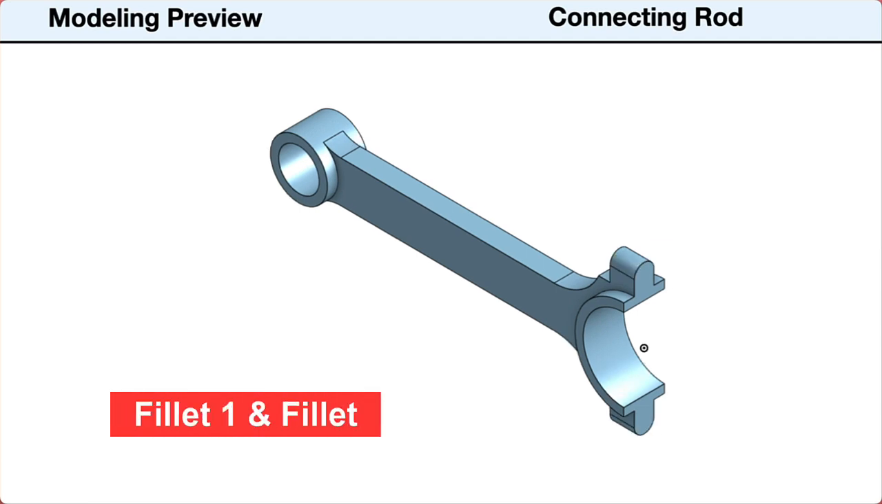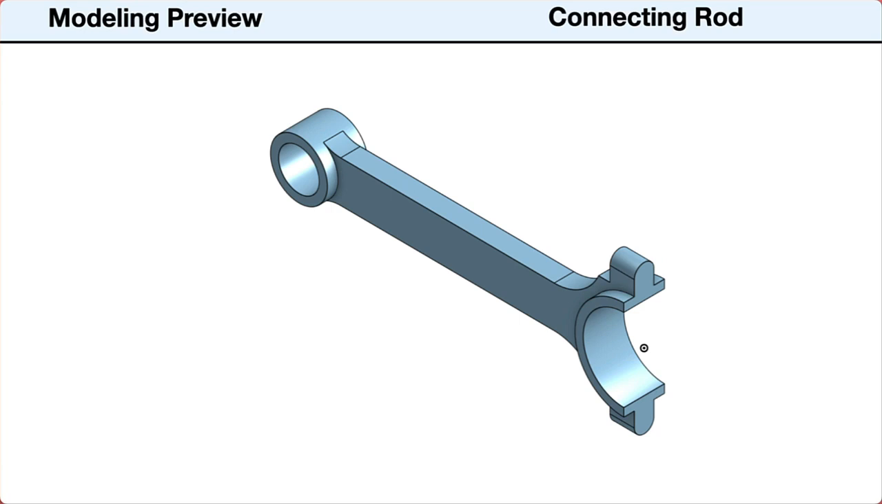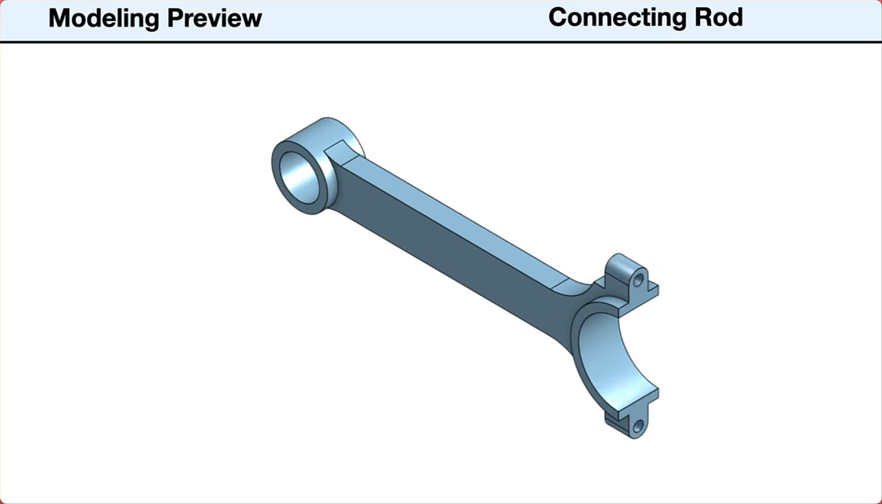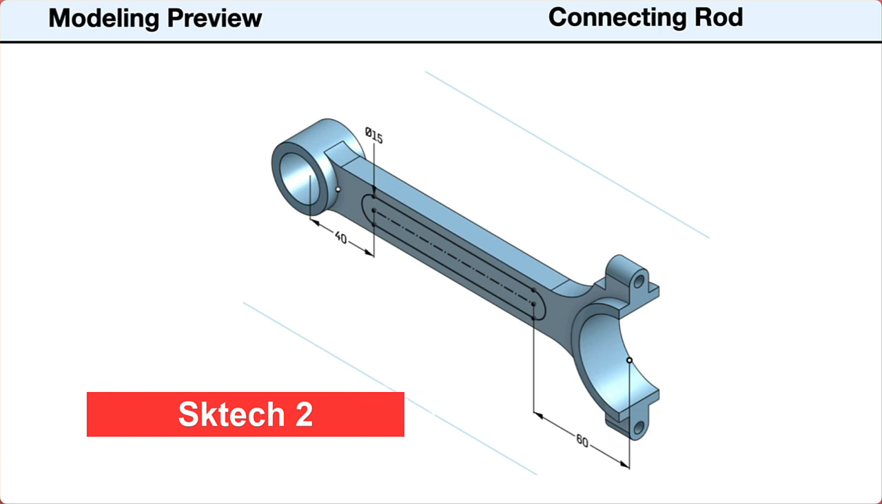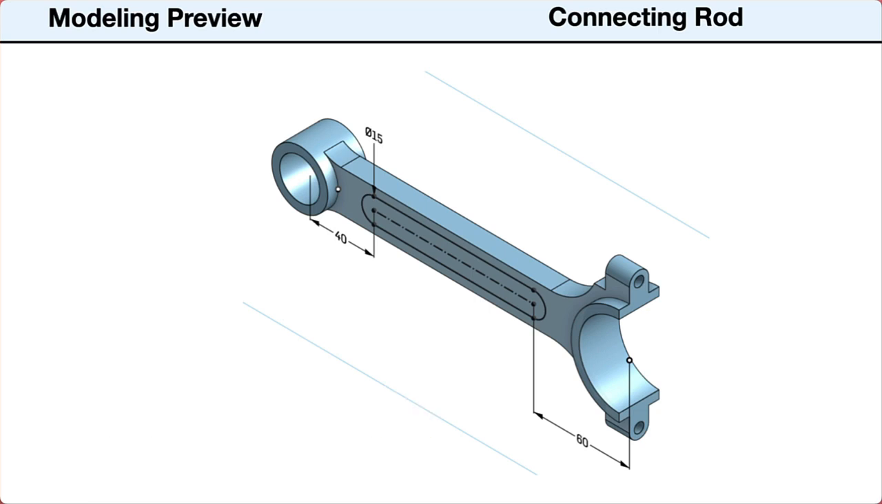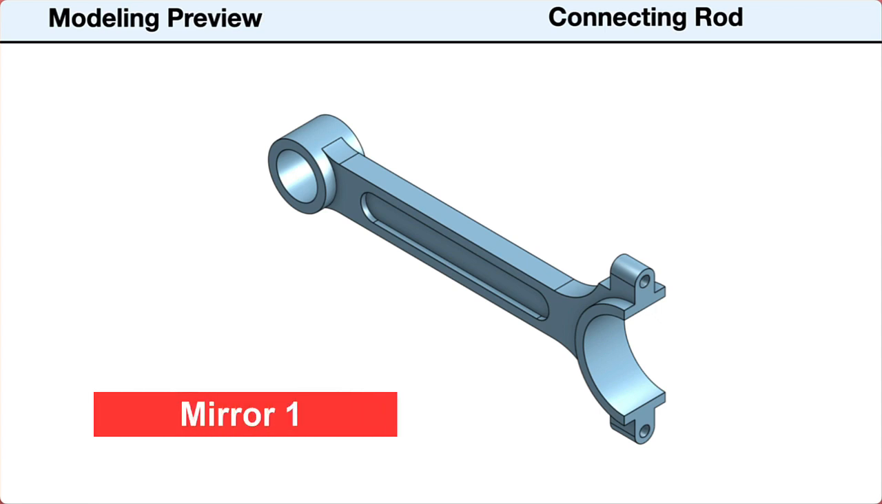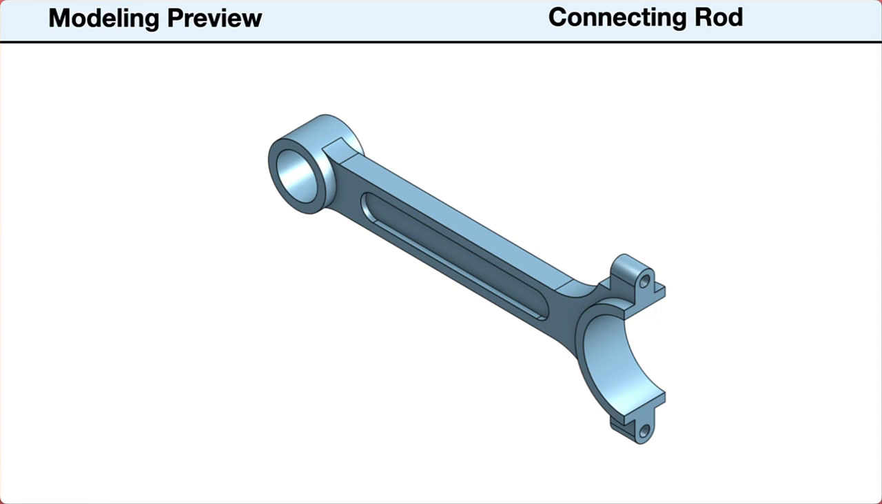Fillet 1 and 2 will round the top face of the bolt flanges. A hole feature will be used to place the bolt holes through the flanges. Sketch 2 will define the size and location of one slot on the side of the beam. Extrude 3 will remove materials to create one slot. Mirror 1 will copy the slot to the other side of the beam, resulting in the finished part model.